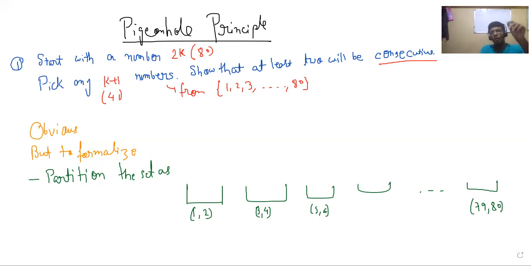If I pick the number 1, then I will put it in box 1, the first box. If I pick the number 2, I will again put it in the first box. So if I pick a number I, then I will put it in the box in which I is labeled. Is it fine? So put any picked number in its box.